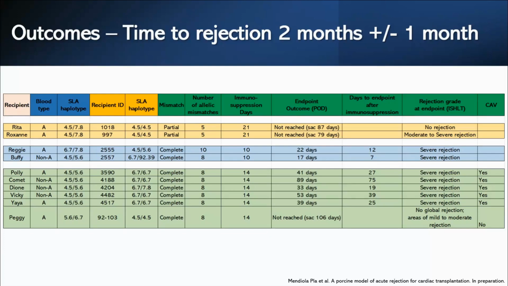We've since gotten to what we think is the sweet spot, where we are utilizing completely mismatched animals with an immunosuppressive regimen of 14 days. And in 6 of the 7 transplants shown here, we have an average time to rejection of 2 months plus or minus 1 month. And the final animal shown, Peggy, never reached her endpoint despite these two critical components. But we found that she was metabolizing the tacrolimus very differently and was always super therapeutic. So again, one of the critical parameters is to get the immunosuppressive within the 5 to 15 range in the trough.